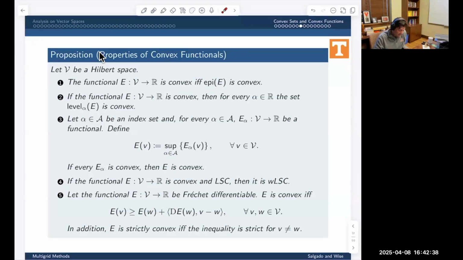So let V be a Hilbert space. The functional E mapping the Hilbert space into the real line is convex if and only if its epigraph is also a convex set. So now the epigraph is, well, let's remind ourselves what that is and see if it makes sense. Here's a function, and the epigraph is the graph of everything which lies above the function.